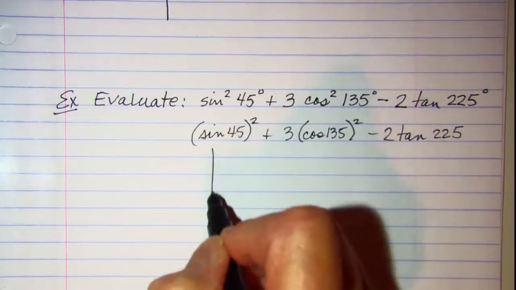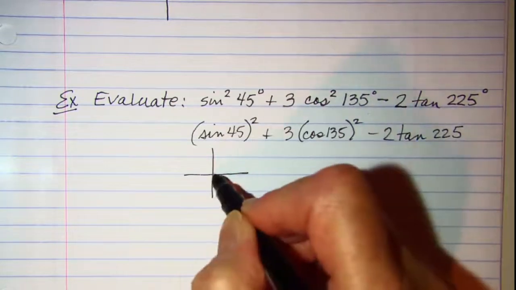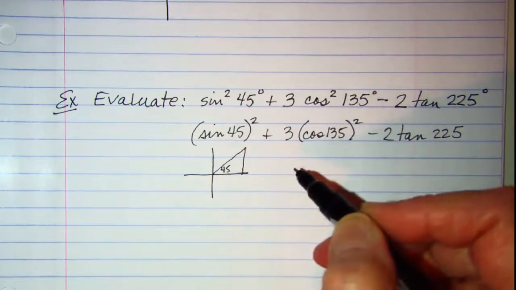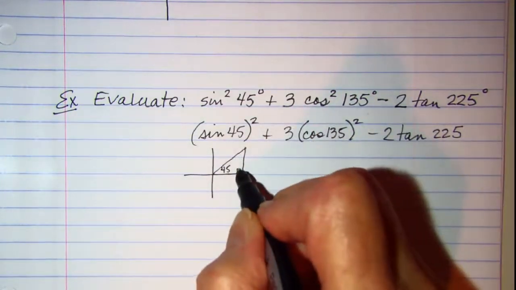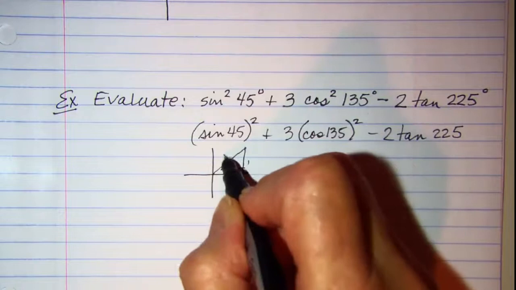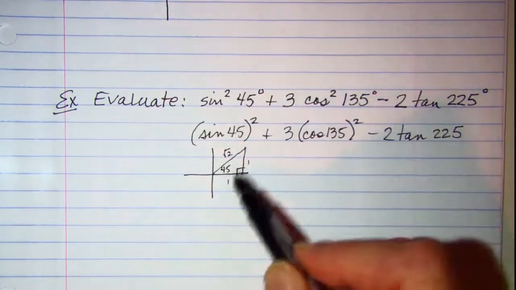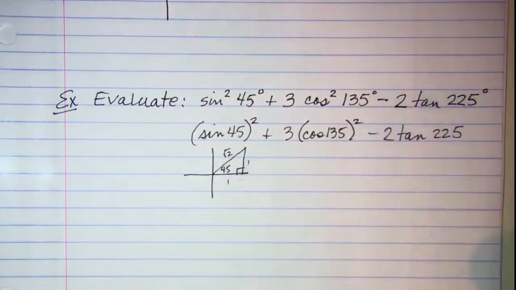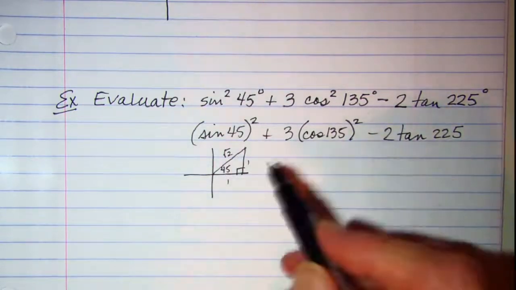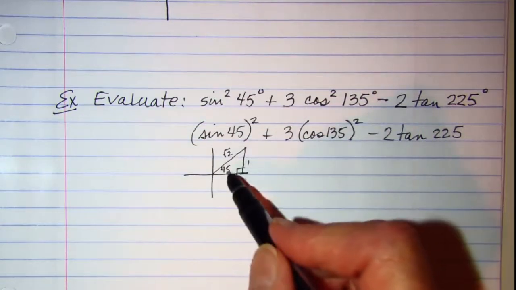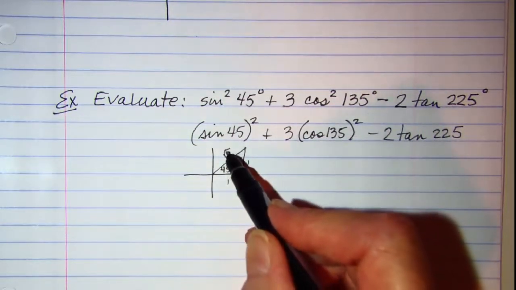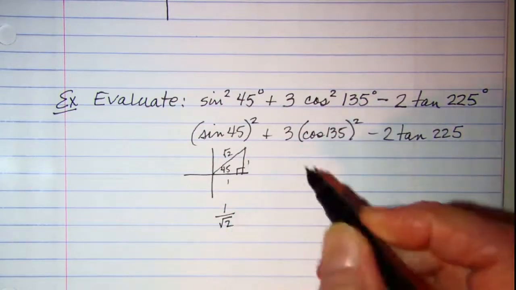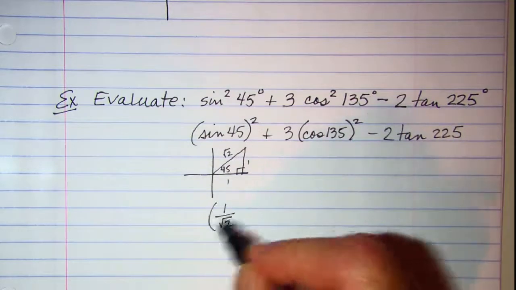Alright, this reference angle is 45 degrees, and we know that that's our special triangle. We can put in our 1, 1, root 2. We don't have to worry about signs on these because in quadrant 1 the x and the y coordinate are both positive. So the sine of 45, sine is y over r, so it'll be 1 over root 2. Then I have to square that value.